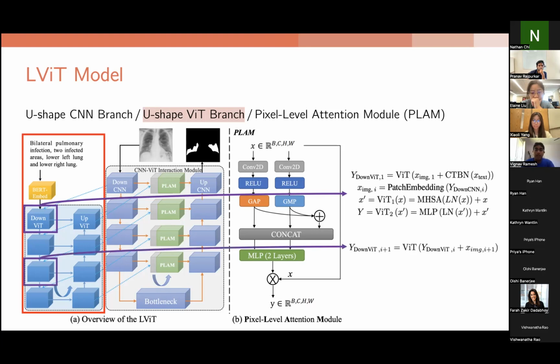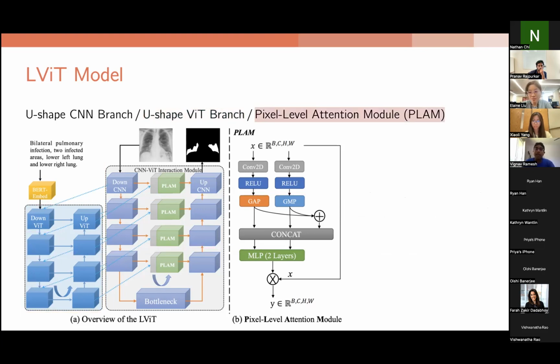But the subsequent down ViT modules for layers 2, 3, and 4 are much simpler. Given both the feature from the upper down ViT module and the feature from the down CNN module of the corresponding layer, this module adds the two features and then passes them through the ViT as shown in the equation. The output features are then transferred back to the CNN ViT interaction module through the upward layers of the ViT branch.